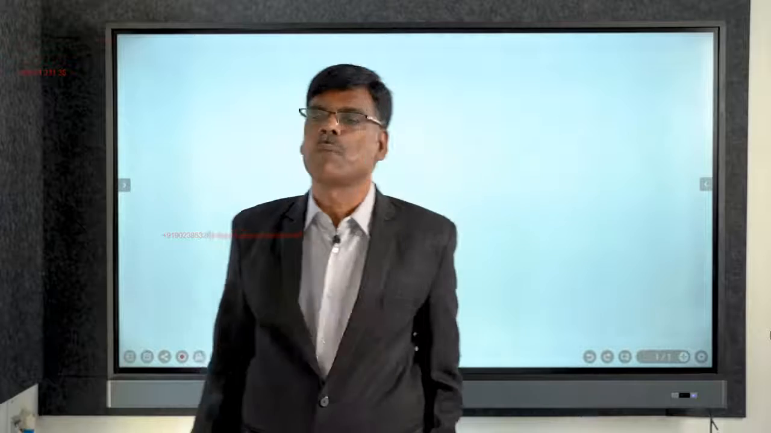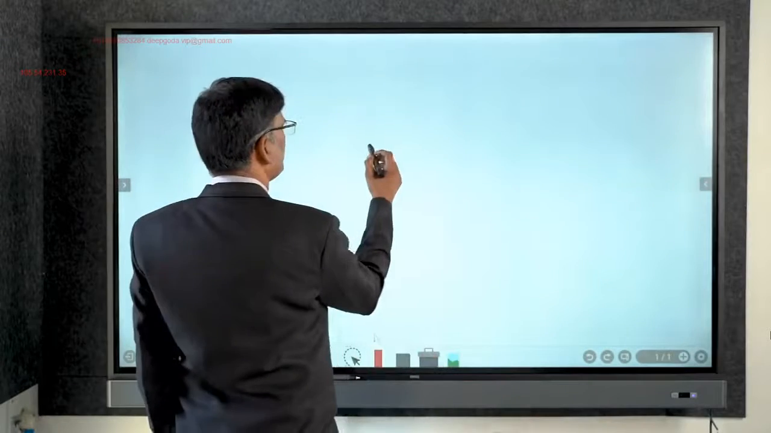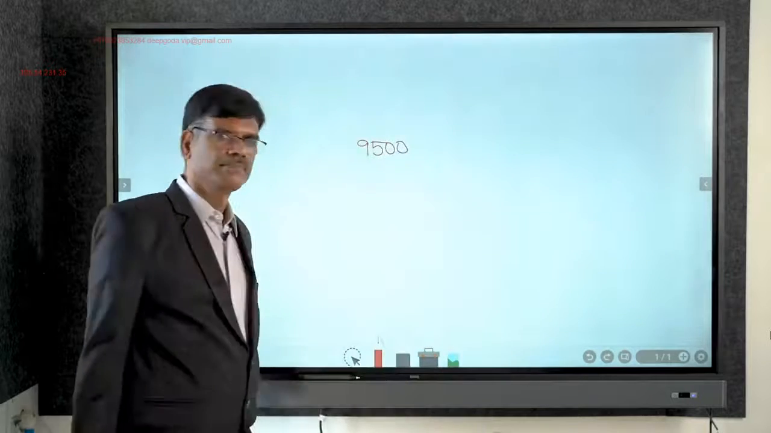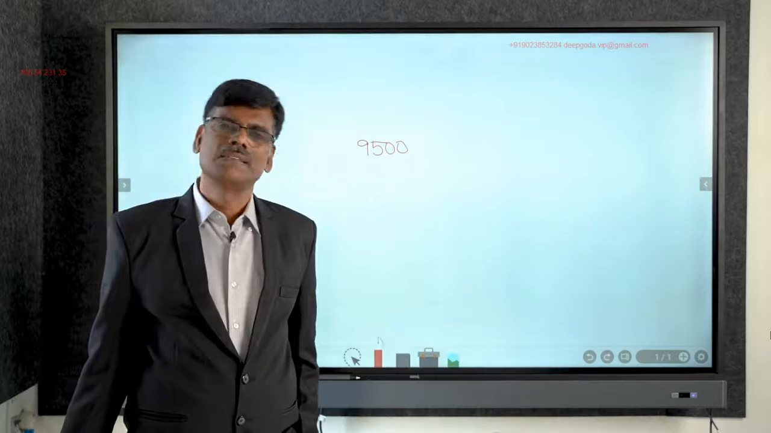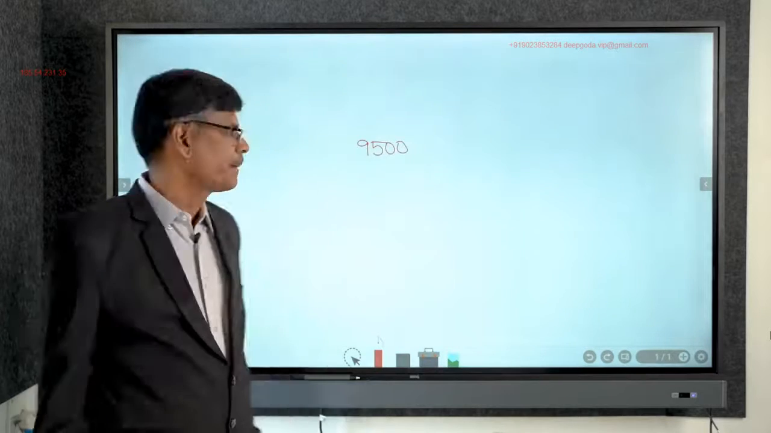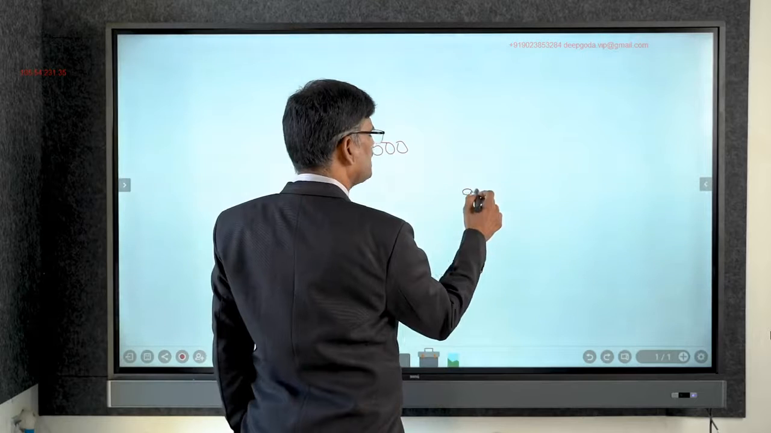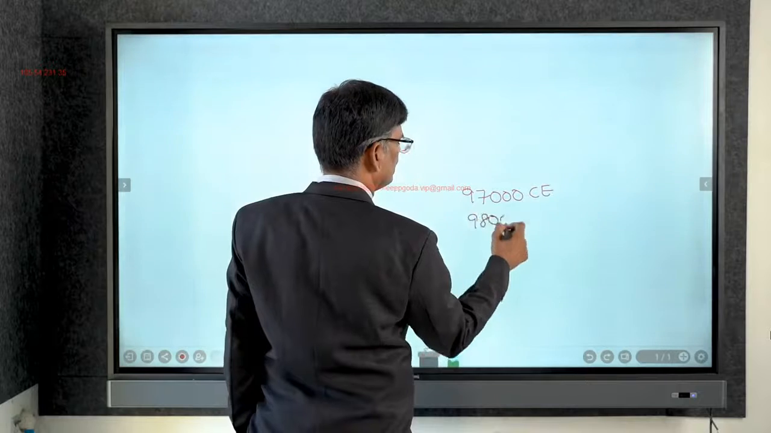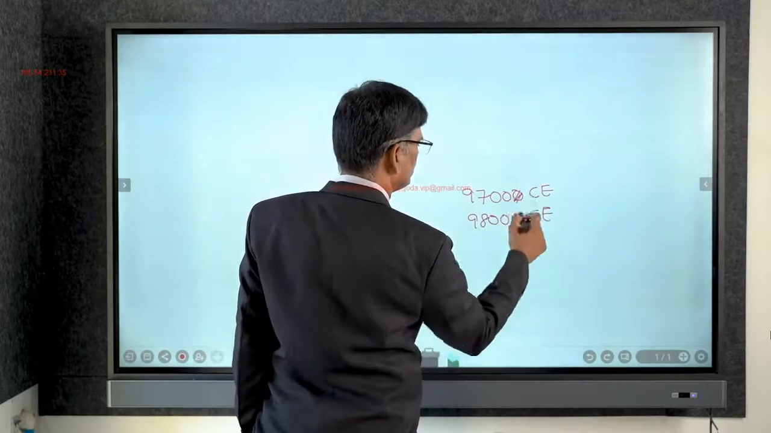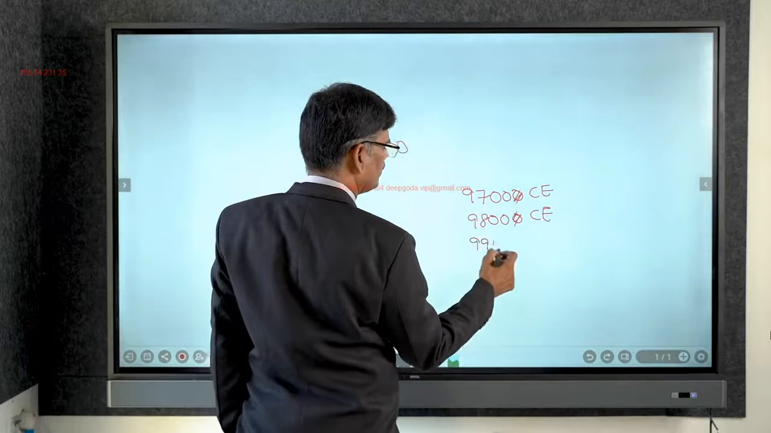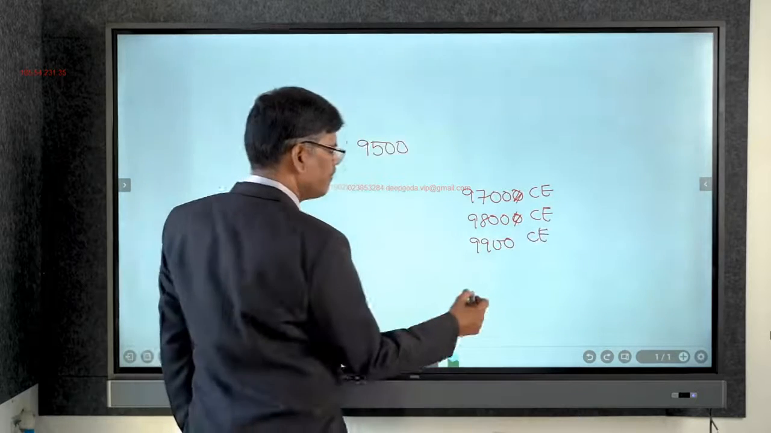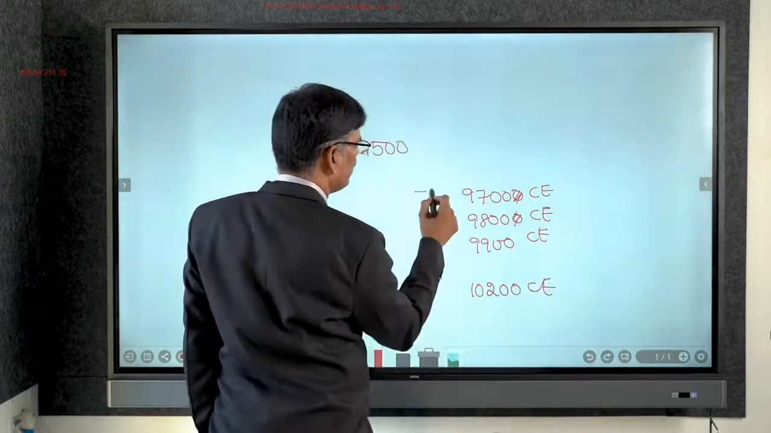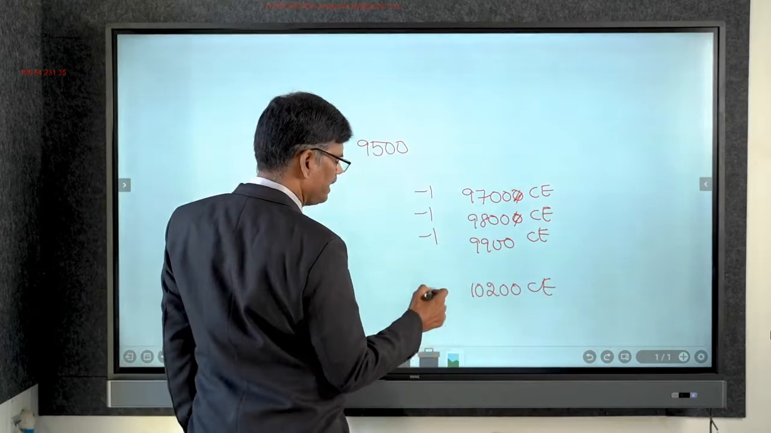So, what we normally suggest is, let us say the market is trading around 9,500. You just take only 200 points higher. So you sell the 9.7 call, the 9.8 call, and the 9.9 call. Then buy the 10,200 call. So sell one lot, sell one lot, sell one lot, buy 3 lots.